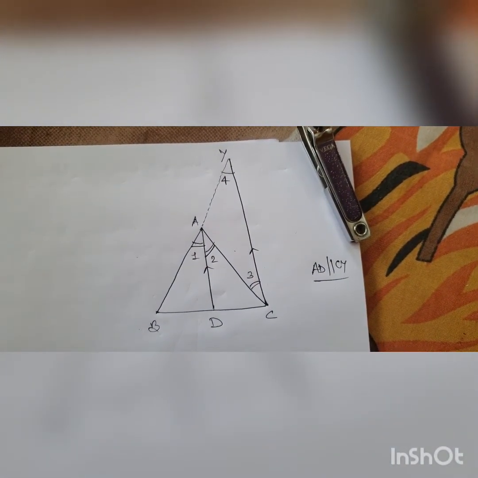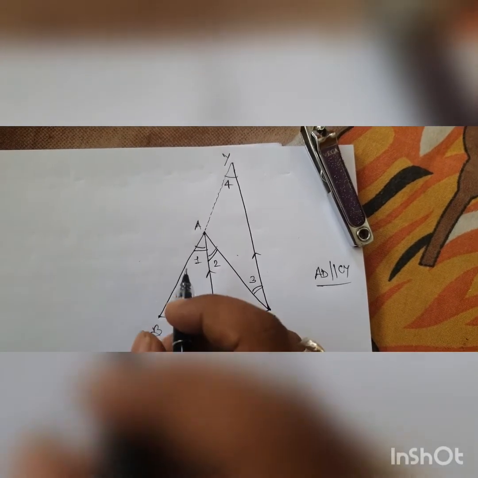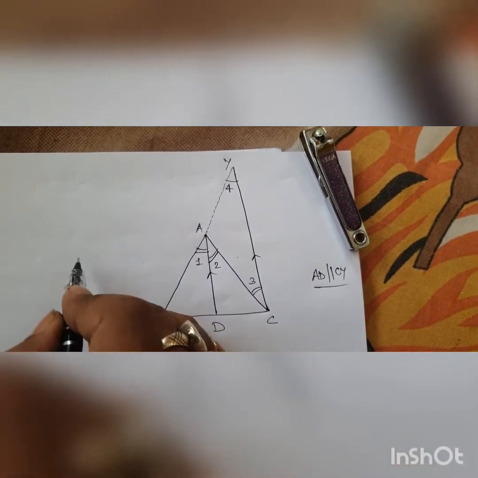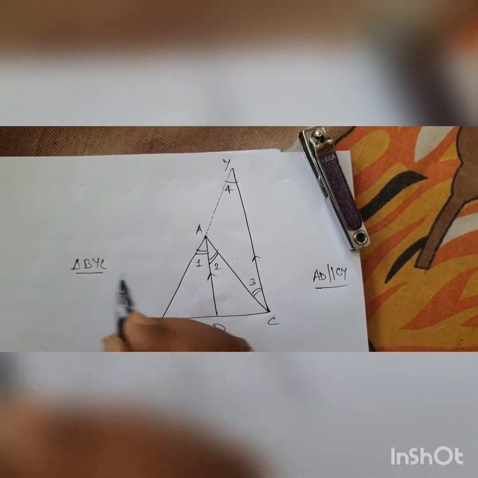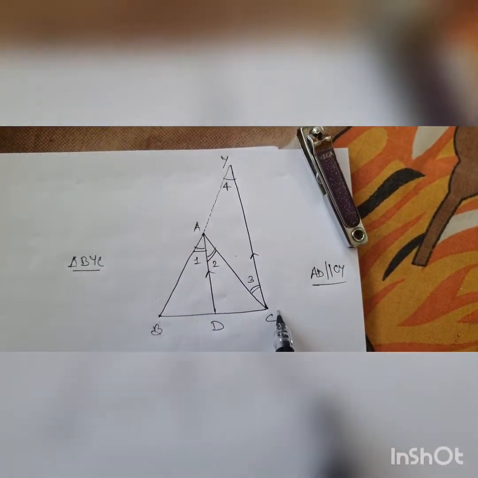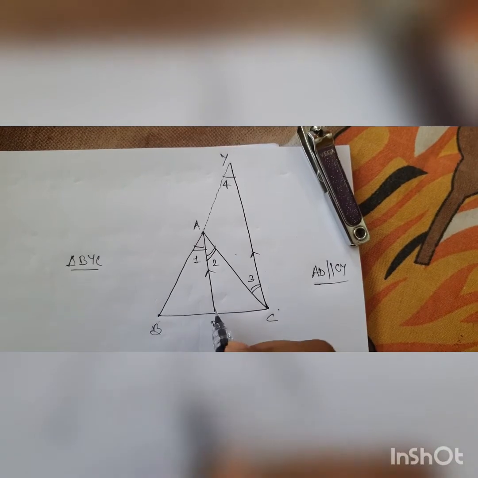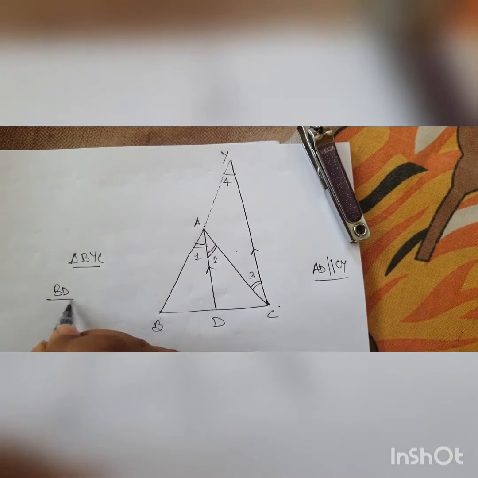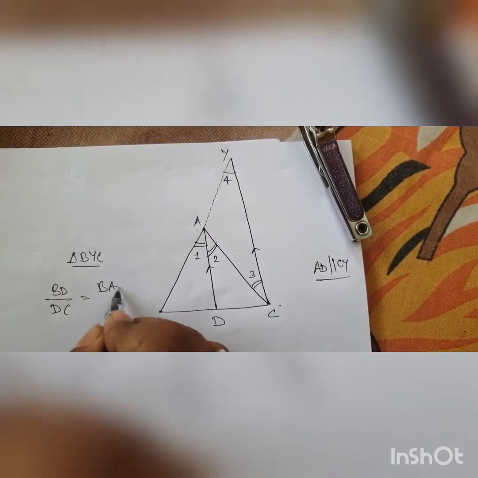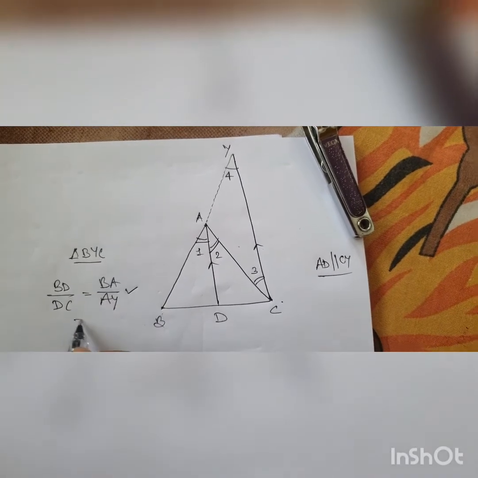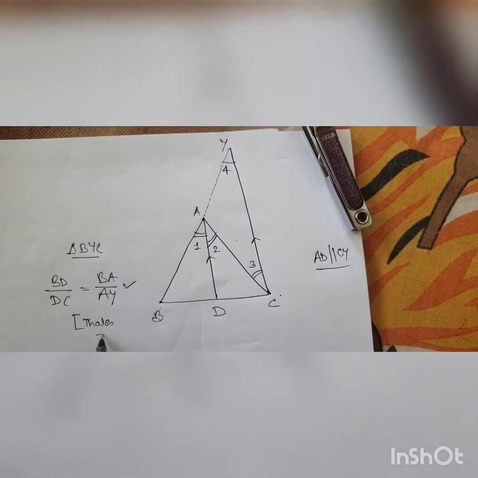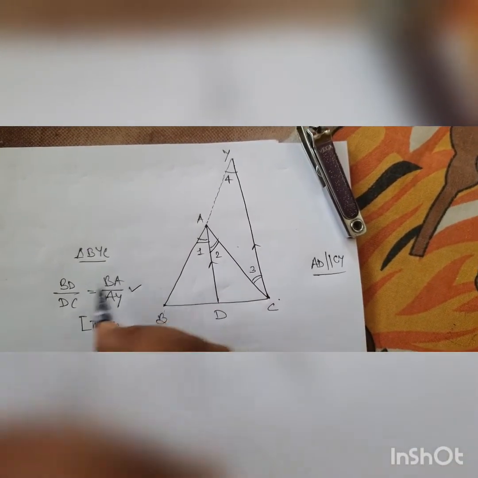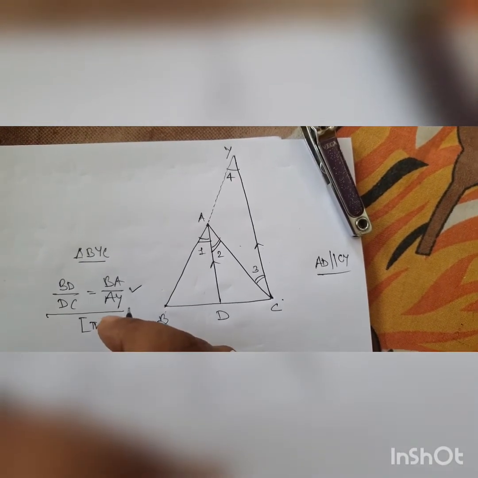Okay, now the fact is this, that because this line is parallel to this line in this big triangle BYC, if you can see the triangle BYC, in the triangle BYC you can see this line is parallel to this line. So that means BD by DC must be equal to BA by AY, which is by Thales theorem, or basic proportionality theorem. You can write Thales theorem also, but basic proportionality theorem also. So you get this after writing the construction and everything.